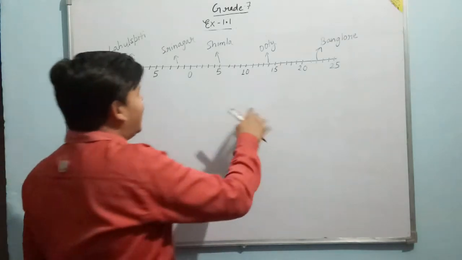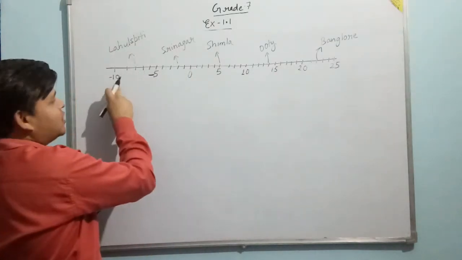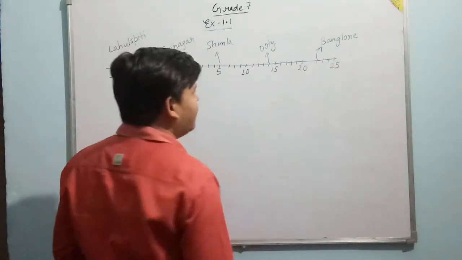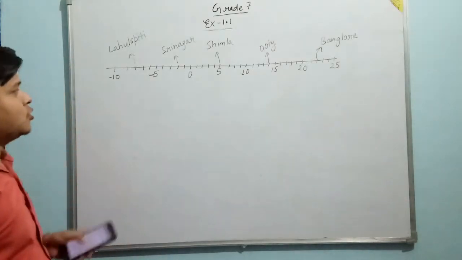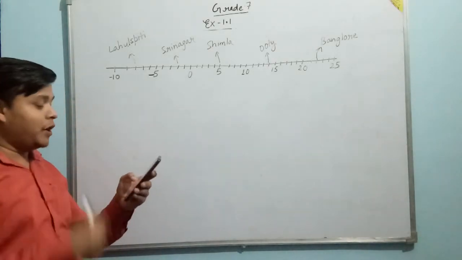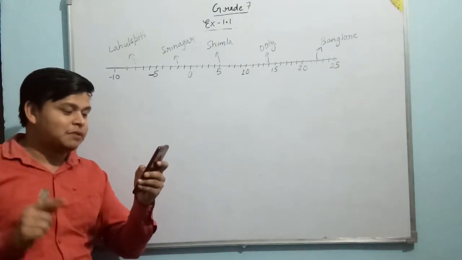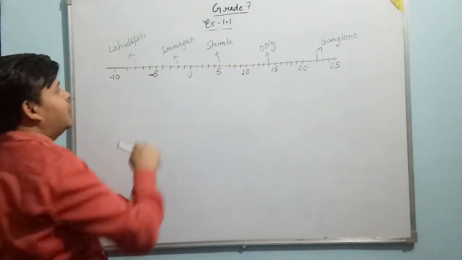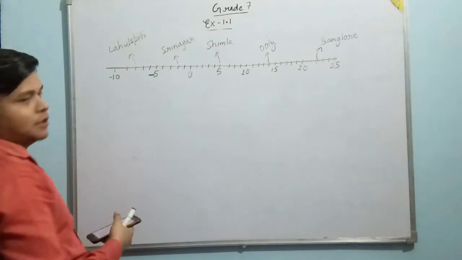So this is the number line, and these are the temperatures given here. For example, this is -10, -5, 0, 5, 10, 15, 20, 25. Actually, these are the temperatures in degrees Celsius. So let's start question 1. It says observe this number line and write the temperature of the places marked on it. So whichever places are given here, we have to mark the temperature of these places, right?